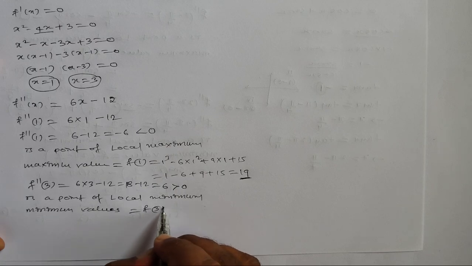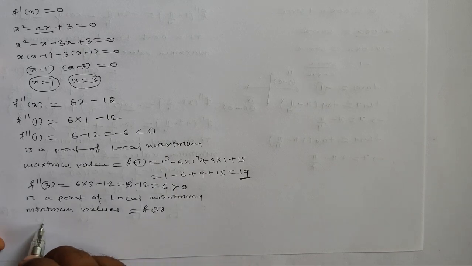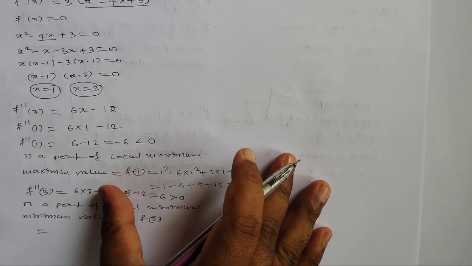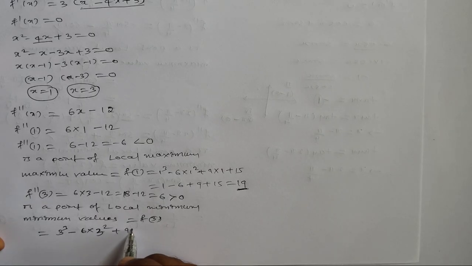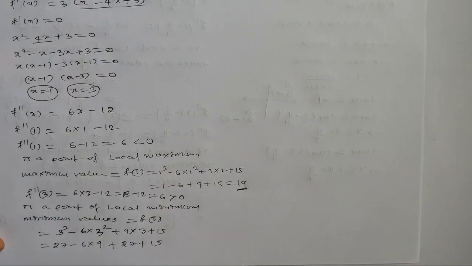Okay, I'll substitute f of 3, that becomes what? f of x is equal to x cube, now the function, x cube means 3 cube minus 6 into 3 square and plus 9 into 3 plus 15. Okay, 3 cube equals 27 minus 6 into 9, plus 9 3s is 27 plus 15. Okay, right. Next, 27 plus 27 is 54 minus 6 9s is 54 plus 15.